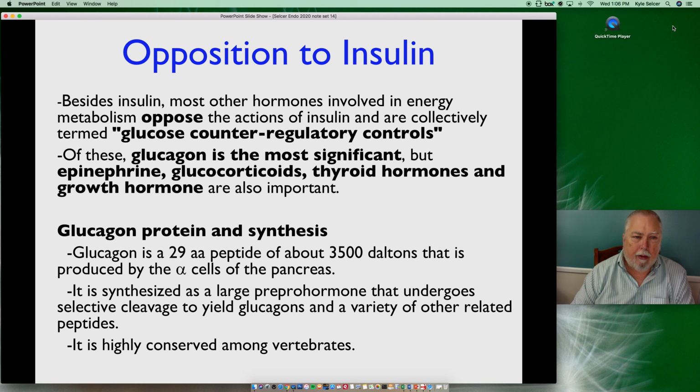So glucagon is the most significant. It's the most direct opposition. It's made by the pancreas, by the beta cells. But we'll see that the autonomic nervous system working through epinephrine, and then the adrenal cortex working through glucocorticoids, the thyroid gland working through thyroid hormones, and the anterior pituitary working through growth hormone are also important. Glucagon and protein synthesis is where we're going to start next time.